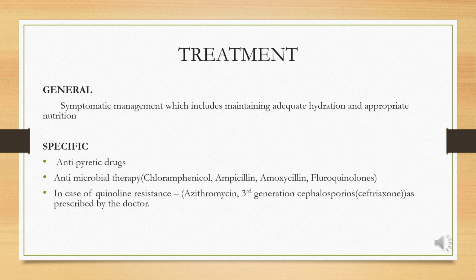We can treat a typhoid patient in two ways. One is general method and the other one is specific method. In general method, symptomatic management, which includes maintaining adequate hydration and appropriate nutrition. In specific method, antipyretic drugs and antimicrobial therapy. The common medications are chloramphenicol, ampicillin, amoxicillin, fluoroquinolones. In case of quinolone resistance, azithromycin, third generation cephalosporin, ceftriaxone as prescribed by the doctor.